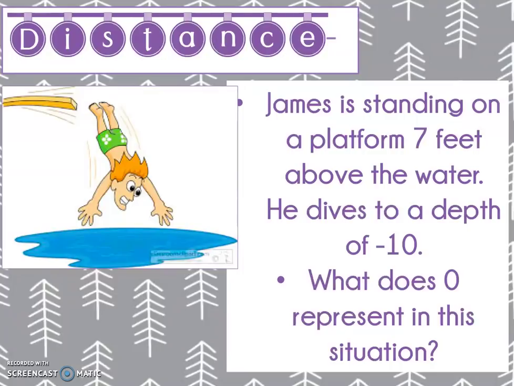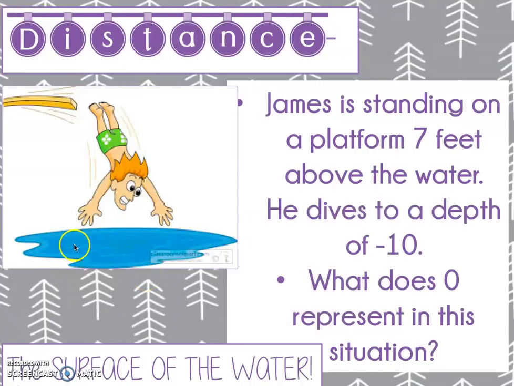Okay, so this one's talking about distance. James is standing on a platform that is 7 feet above the water. He dives to a depth that is 10 feet below the water. What would 0 represent in this situation? If we look at James here, he's diving and that's 7 feet above the water. Here's the surface of the water, and then he's diving 10 feet below. Where 0 hits is the surface of the water. If we were to put this on a vertical number line, we would have a 0 right here. Anything above the water would be positive, anything below the water would be a negative.